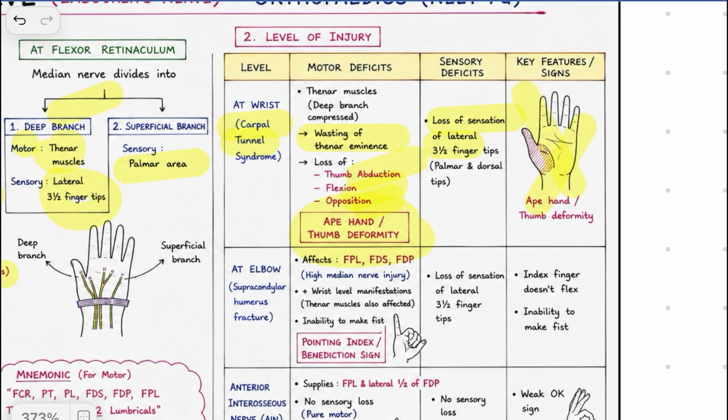Now let's come to the elbow. So at the elbow, what's happening? There is a supracondylar humerus fracture. At the elbow, you have to just remember three muscles: flexor pollicis longus, flexor digitorum superficialis, and flexor digitorum profundus. And in that, as I've said, for flexor digitorum profundus only the lateral half is supplied, the medial half is supplied by the ulnar nerve. That is another case, right? So we also call it a high median nerve injury.